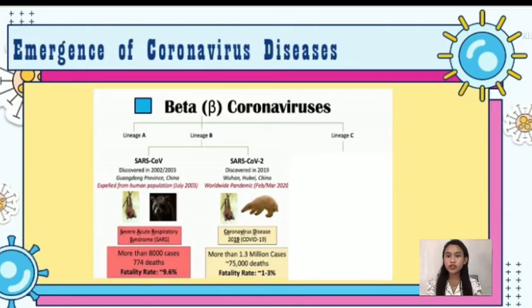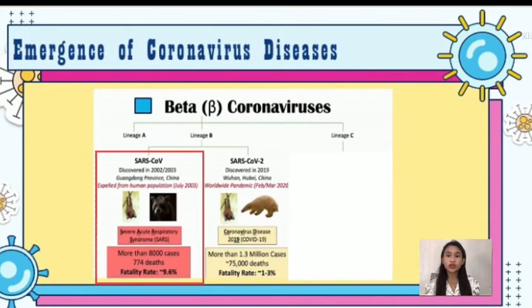Then in lineage B, there are two beta coronaviruses, the SARS and the SARS-CoV-2. The first one is the SARS-CoV, or the SARS coronavirus. This coronavirus was officially discovered in 2003, but likely started in 2002, and it originated in the Guangdong province of China. But with the concerted efforts of the global community, fortunately, this coronavirus was expelled from the human population in July of 2003. So basically, it had an outbreak from February of 2003 to July of 2003. It means the outbreak was a short period of time compared to what we're experiencing now. Now it's almost how many years?